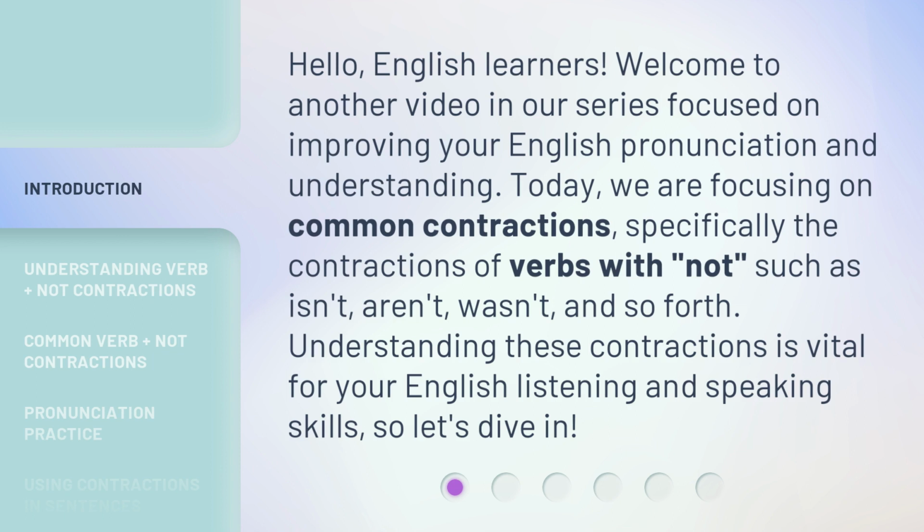Today, we are focusing on common contractions, specifically the contractions of verbs with not, such as isn't, aren't, wasn't, and so forth. Understanding these contractions is vital for your English listening and speaking skills, so let's dive in.